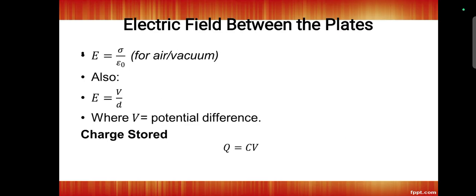Electric field between the plates E is equal to sigma divided by epsilon naught. For air or vacuum, E is equal to V by D, where V is the potential difference and Q is the charge stored. So Q is equal to CV.